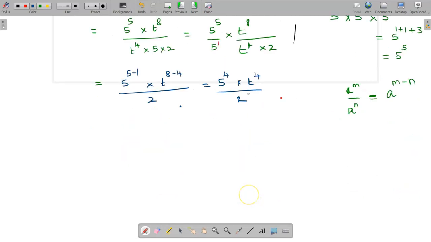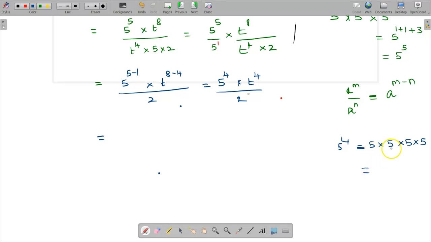So just multiply these two terms. Since I cannot combine 5 and t, 5 power 4 remains as it is, t power 4 remains as it is. So 5 power 4 I can simplify. 5 power 4 is nothing but 5 multiplied 4 times: 5 into 5 into 5 into 5.